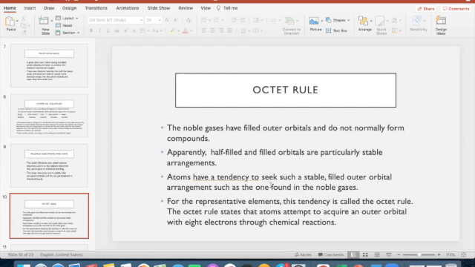For representative elements, the octet rule is where you have 8 electrons in the outer orbital. So 2 to the north, 2 to the south, 2 to the east, 2 to the west. You fill your outer orbital completely. That is called the octet rule.